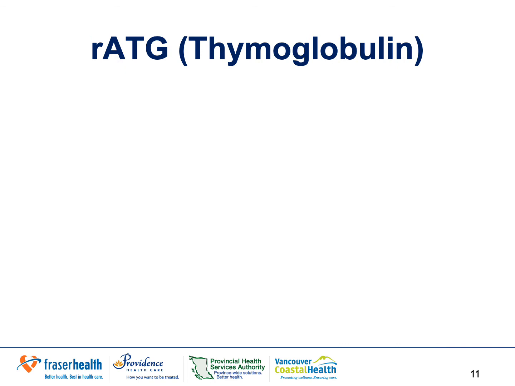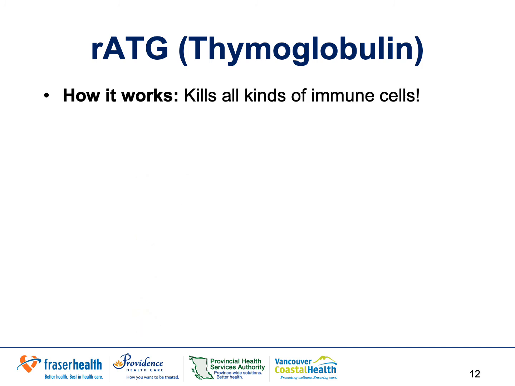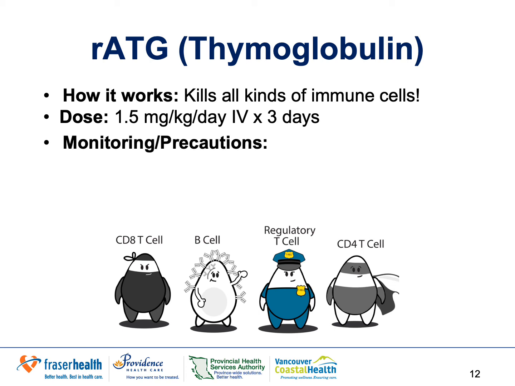The next drug is RATG or thymoglobulin. It looks like this. How it works is by killing all kinds of immune cells. So the T cells, the B cells. It's a very potent drug, and the dose is here for you to see for 3 days.